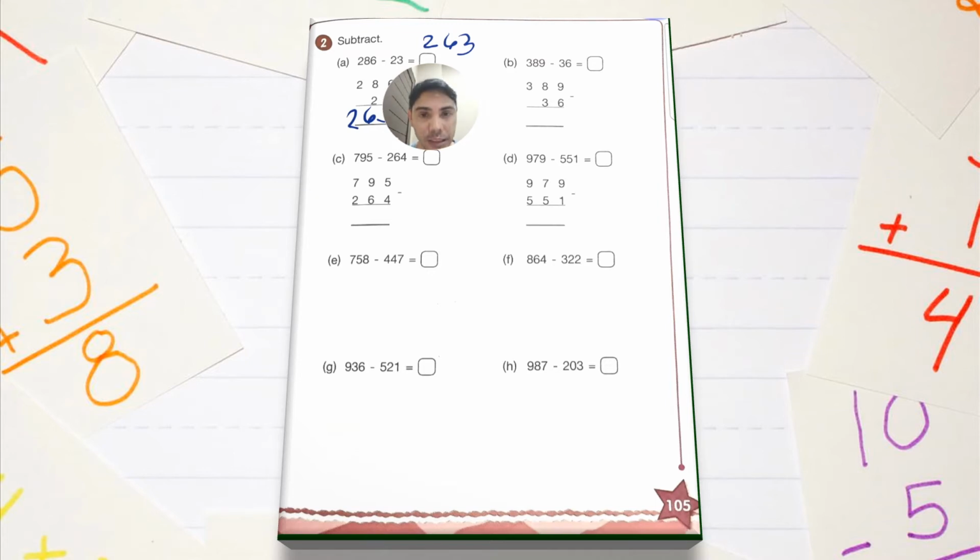Next, we go to letter B. 389 take away 36. So, we start with the ones place. 9 take away 6. 5 and 6. The answer is 3. Now, let's go to the tens place. 8 take away 3. The answer is 5. Okay, and then 3 take away 0 is 3. So I will write 3. So the answer for letter B is 353.